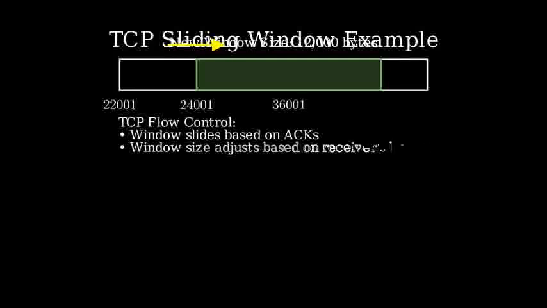This demonstrates how TCP's flow control mechanism dynamically adjusts both the position and size of the sliding window based on acknowledgements and window advertisements from the receiver.